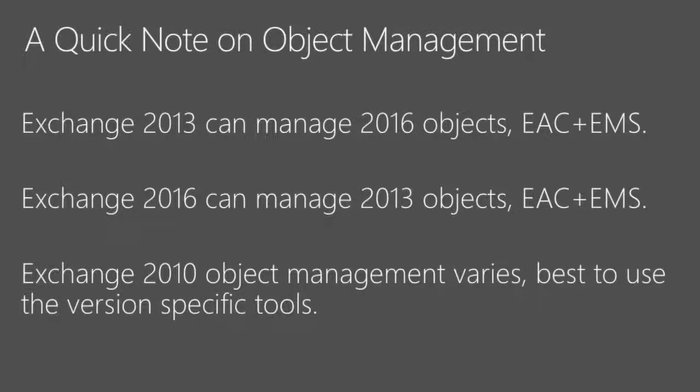Exchange 2010, it's definitely a your mileage may vary scenario. Some objects you can manage certain attributes on, but not other attributes. You won't be able to, say, create a new mailbox in 2010 from the 13 or 16 tools. So you're probably better off at that point just using the 2010 management tools so that you know it's going to work. It's not going to be, oh, shoot, I can't do that attribute. I've got to go to these tools instead.